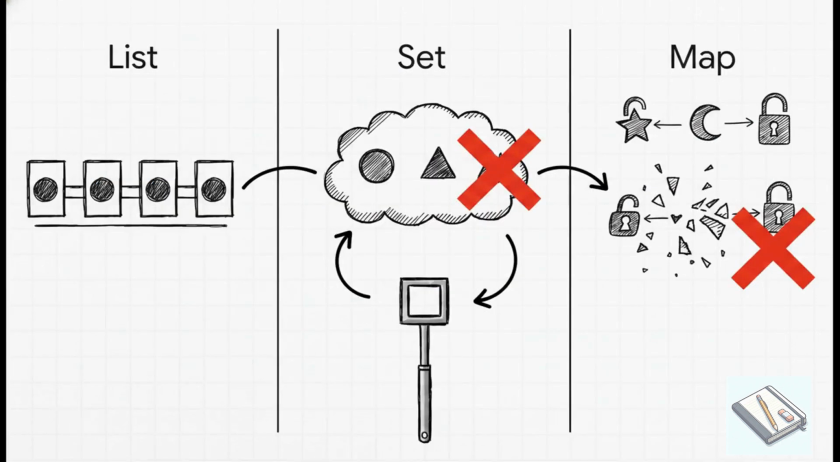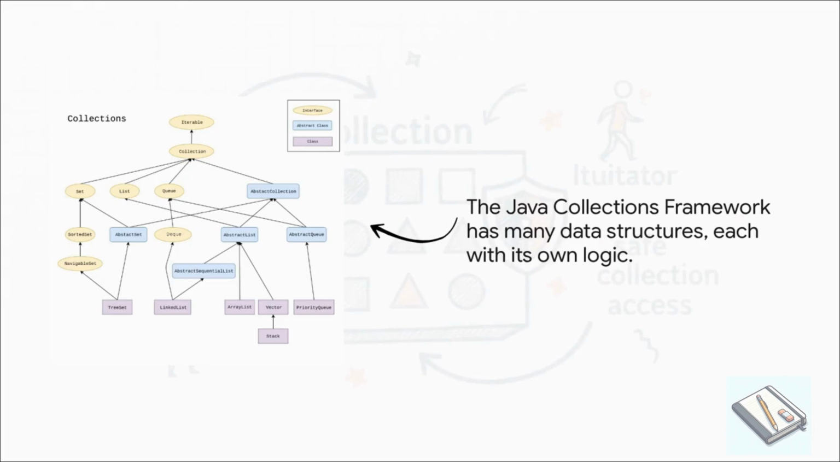I mean, think about it. You've got lists that are all about their index numbers. Then you've got sets, which have no indexes at all. And maps, they've got their own key-value thing going on. Each one plays by a completely different set of rules. So yeah, a loop you write for a list is going to totally fall apart if you try to use it on a set. Now, don't get me wrong, the Java Collections Framework is incredibly powerful. But all this variety can be a real headache.